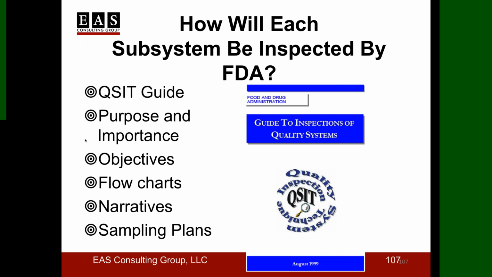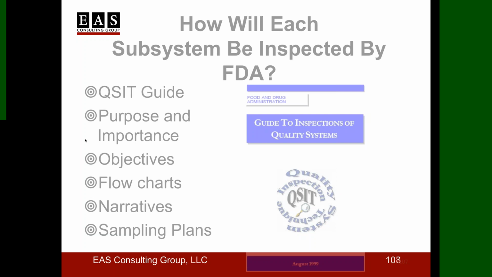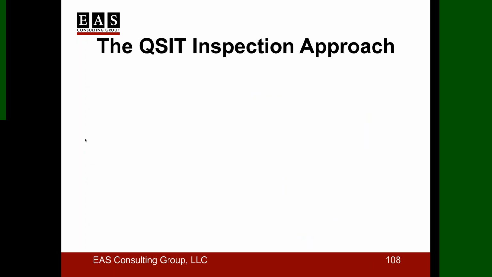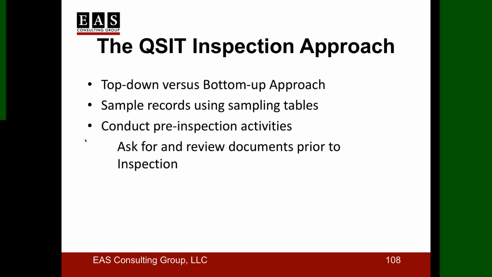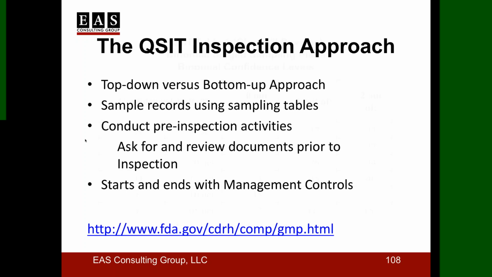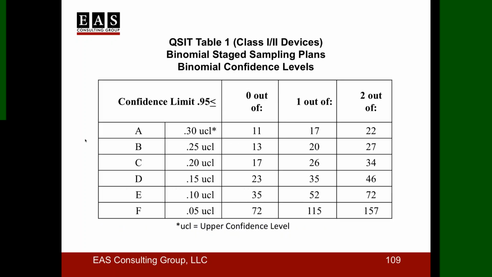They're going to look at procedures. They're going to sample records. They're going to look at some examples that you're following. So they're going to ask people questions or observe. So again, they're going to sample, probably using sampling tables. And if you're okay, great. If not, then they're going to give you a 483 for the quality system.